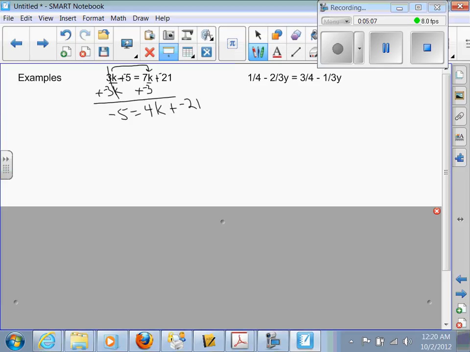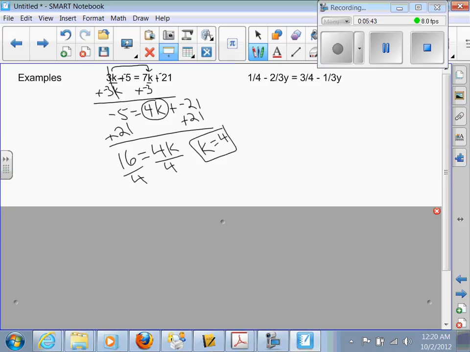Next step, I have my k's all together, so I want to get them by themselves now. Step 4 says to now move the numbers. So I do the opposite operation here. I'm going to add 21 plus 21. This gives me 16 is equal to 4k. Now we end up with just a one-step problem. Divide by 4 on both sides. We get k, 16 divided by 4, k is equal to 4.